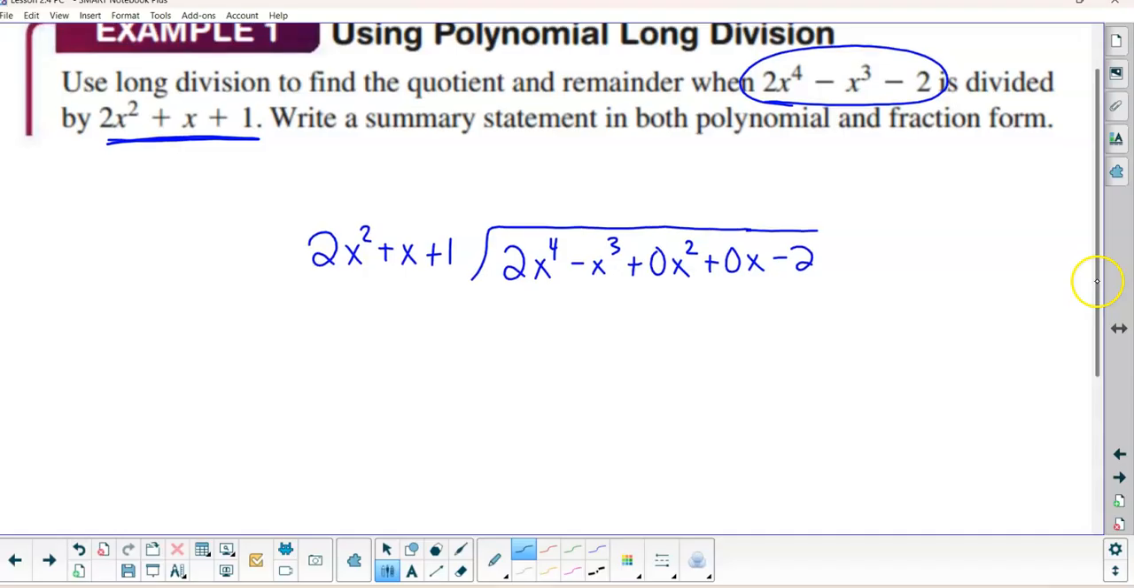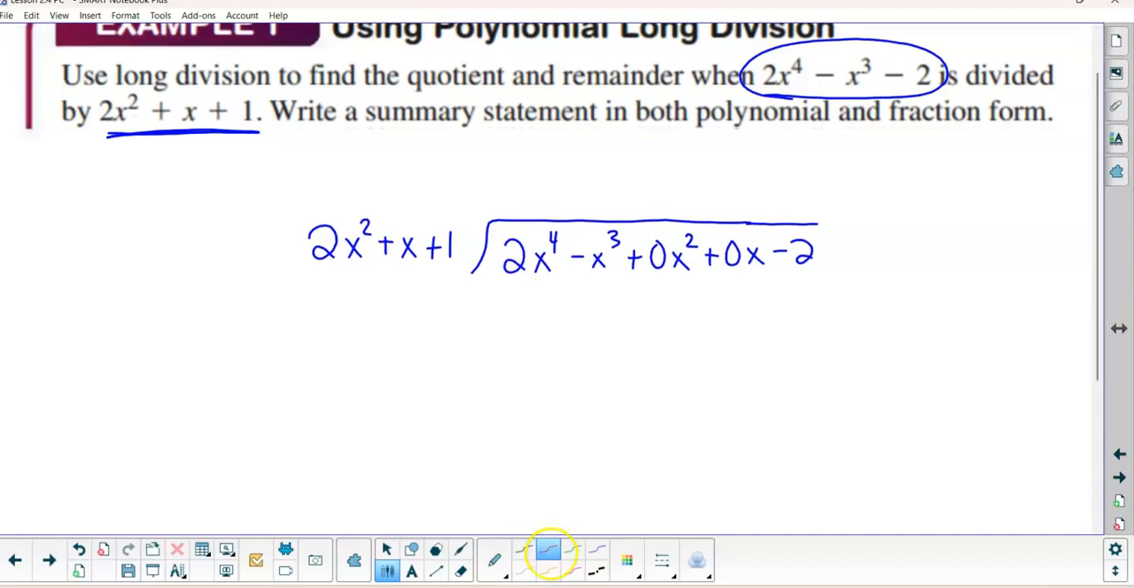So we start off by looking at the first term of the divisor, the 2x squared, and we ask ourselves, what times that gives us the first term of the dividend, 2x to the fourth? And so that is just x squared, so we put an x squared above that 2x to the fourth. Now we're going to take that x squared and multiply it by everything in the divisor and write it underneath.